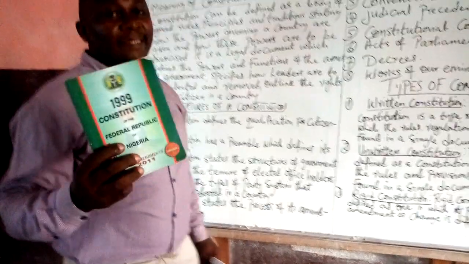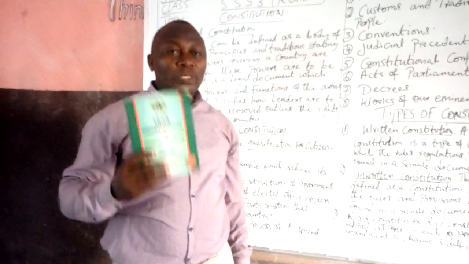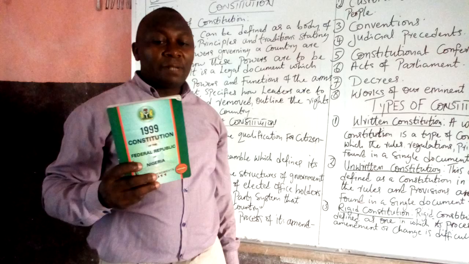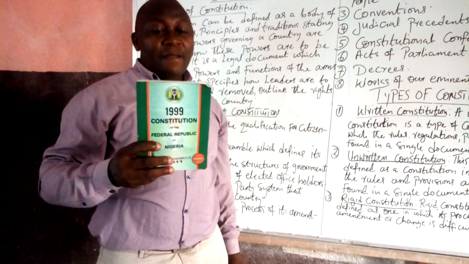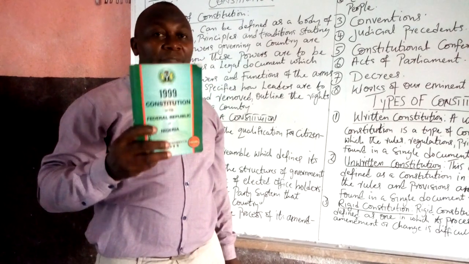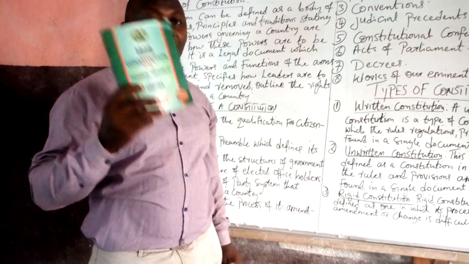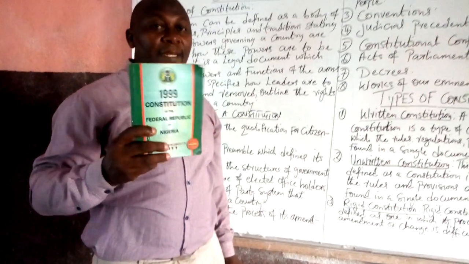Not to waste much time on this definition, we're going to look at the features of this Constitution. What I mean by features are things that are contained in this Constitution, things you are going to see in it. There are a lot of things to see in this Constitution, but we are not going to elaborate on all of them. We are going to pick some of those things that can be seen in this Constitution.